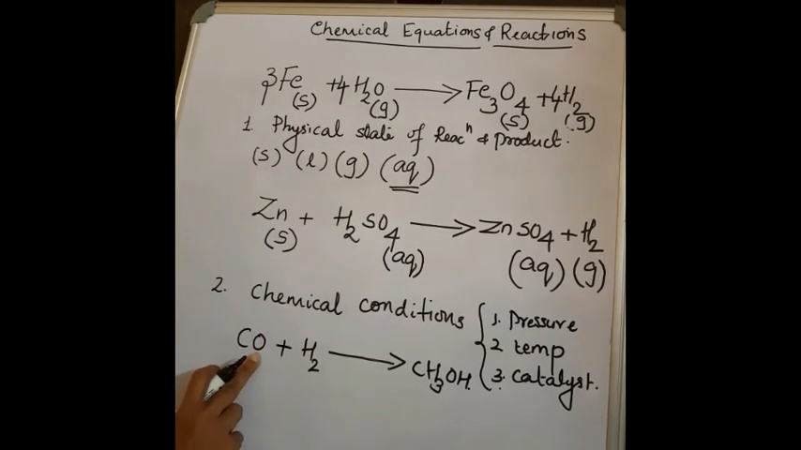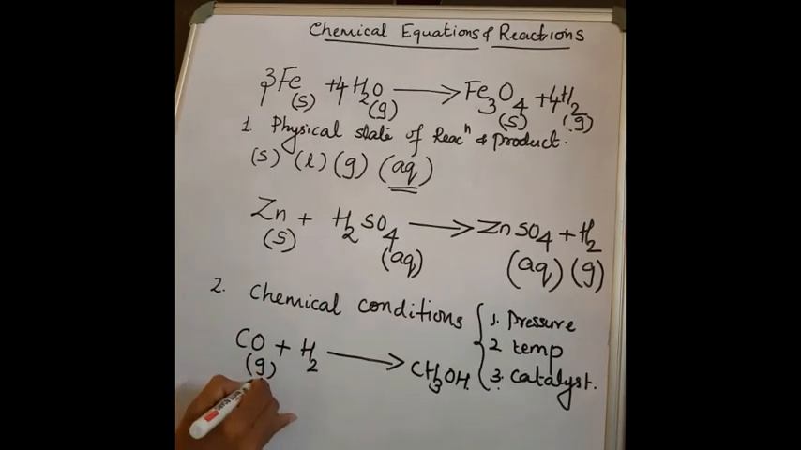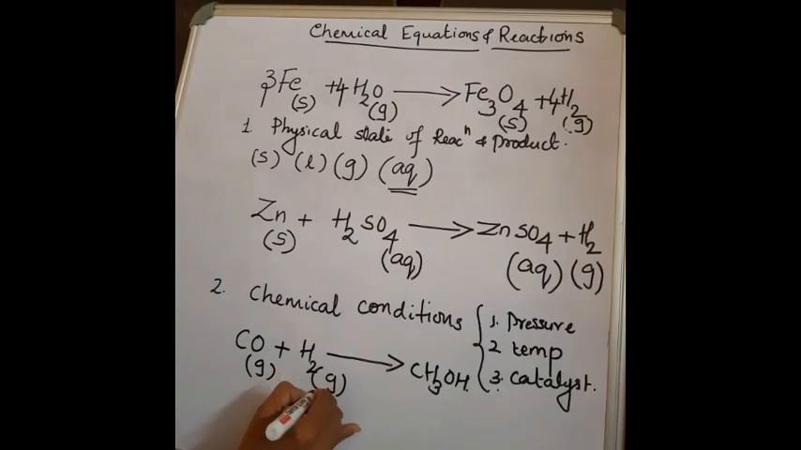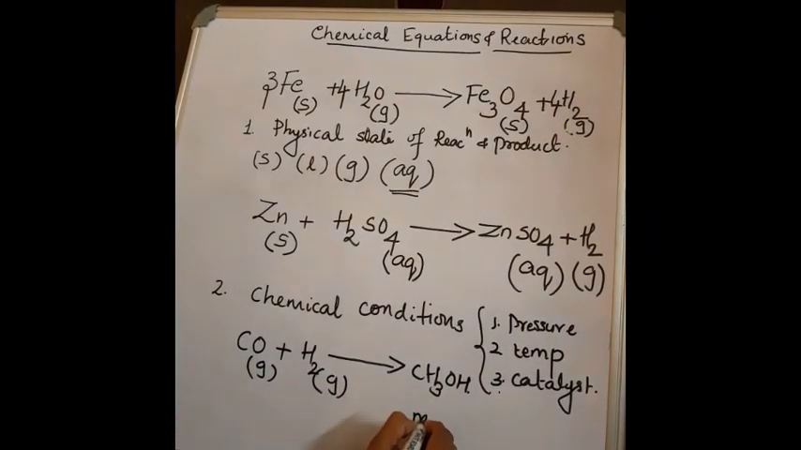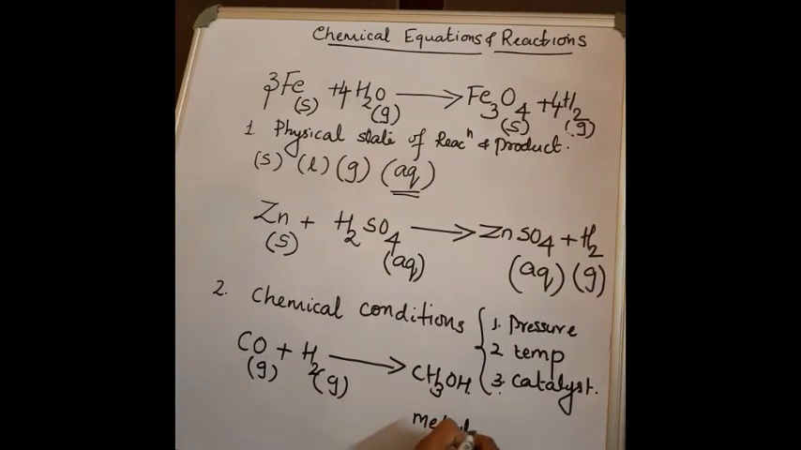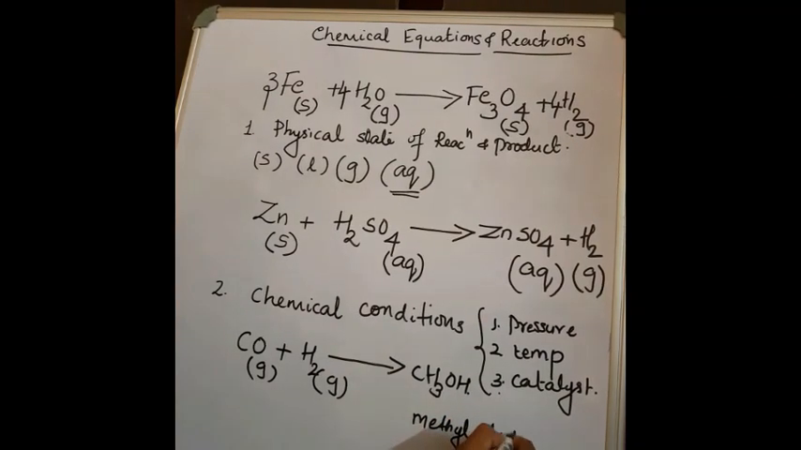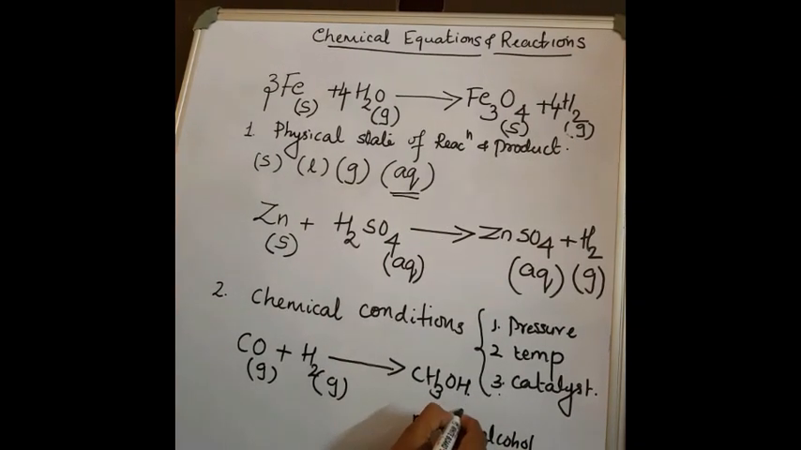Okay, what is CO? CO is a gas. Hydrogen is also a gas, and this is methyl alcohol. You will study it in the 4th chapter, organic. Okay, methyl alcohol. Okay, so this is a liquid.